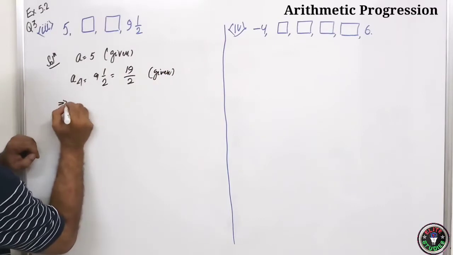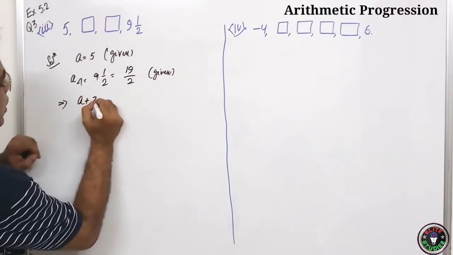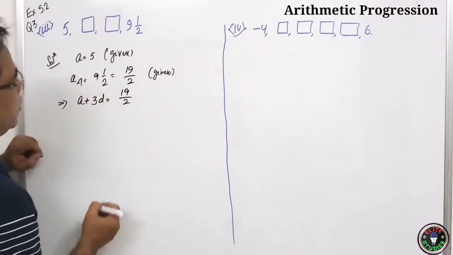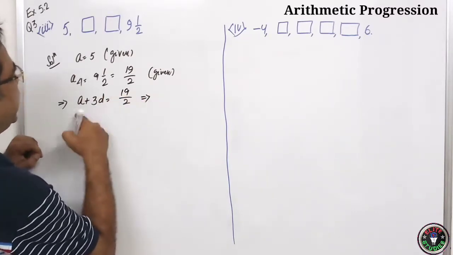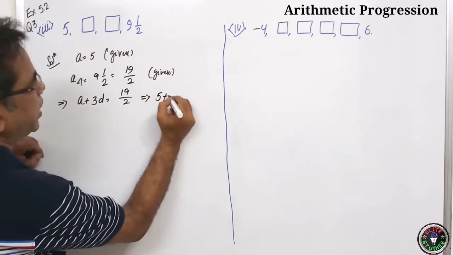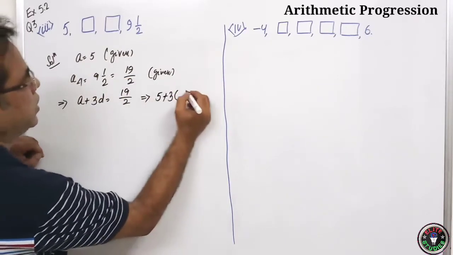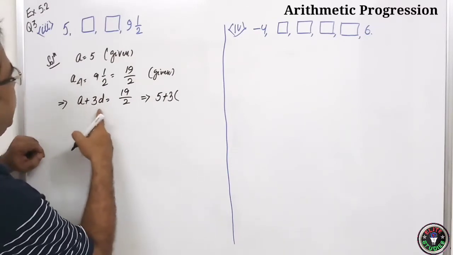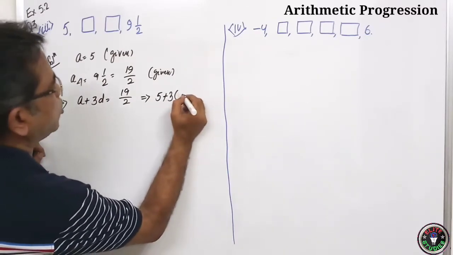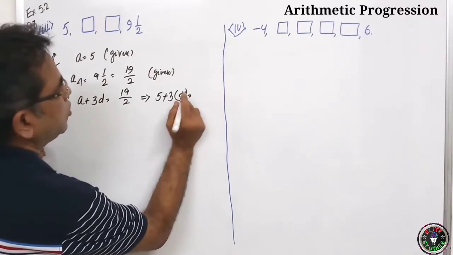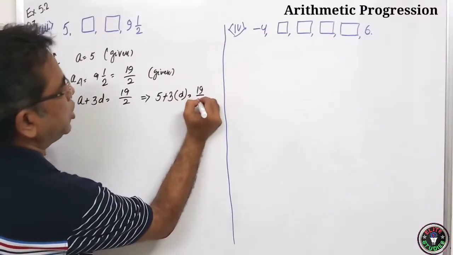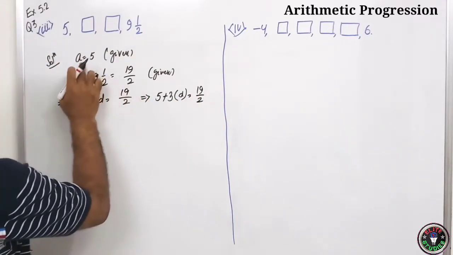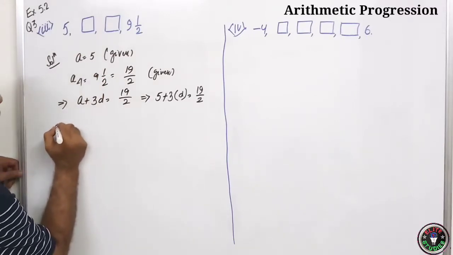So this implies A4 is equal to A plus 3D, which is equal to 19 by 2. A is 5, so 5 plus 3 into D is 19 by 2. From here we can get D, and once we get D, since A is known to us, we can easily find the terms.